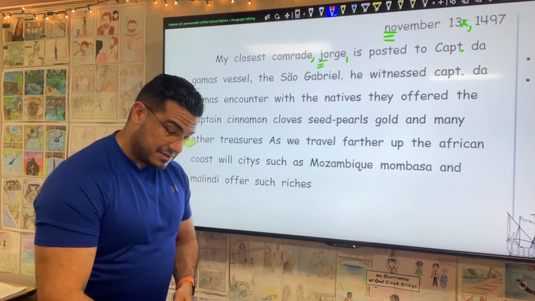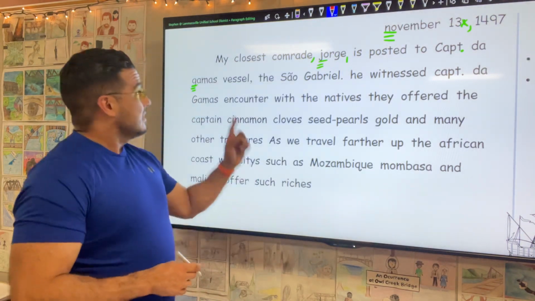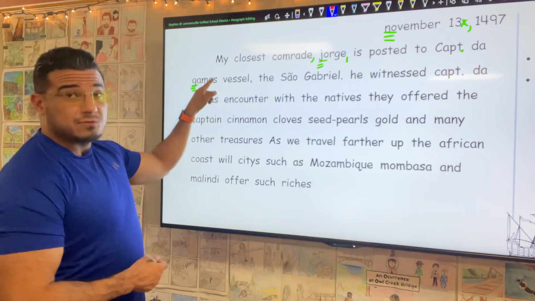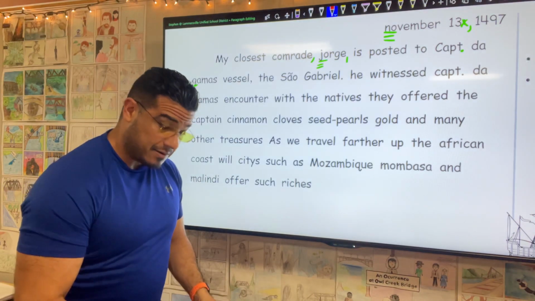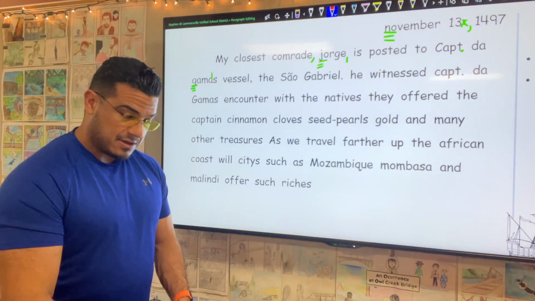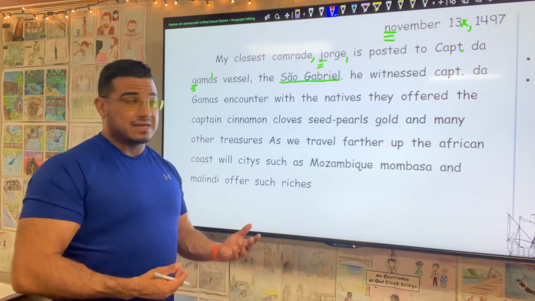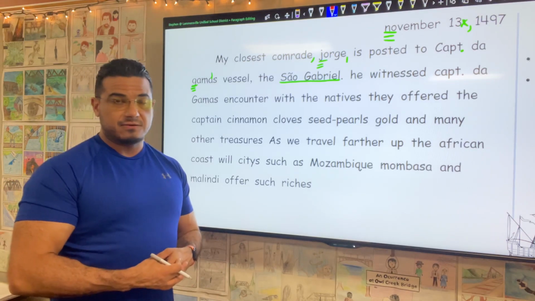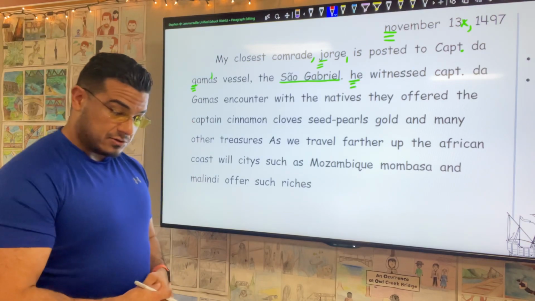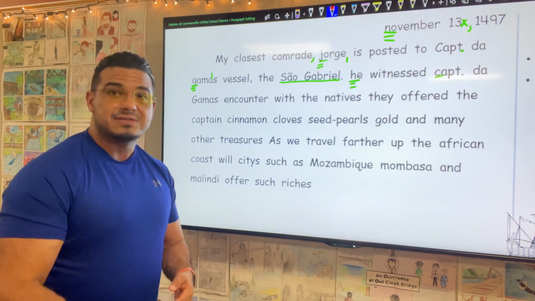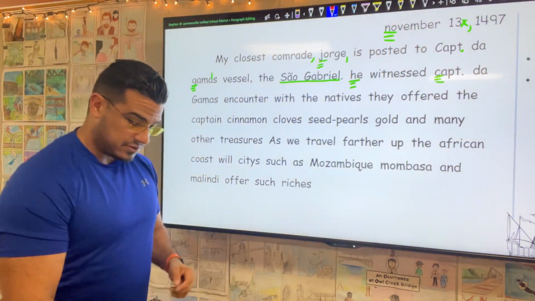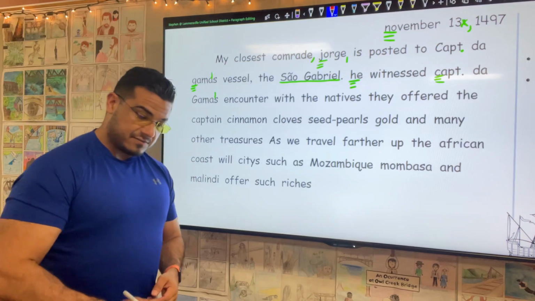Capt de Gama's, we're going to capitalize his surname, and it's his vessel. We don't have a plurality of this particular captain, which means we need to include the possessive, so we're going to add an apostrophe, because it's his vessel. The São Gabriel. And for the names of vessels, we traditionally underline them as you would a title of a book. Next sentence begins with lowercase, so we're going to capitalize it. So he witnessed Capt, there we have a part of his title, we're going to capitalize it. De Gama's encounter, it was his encounter, so we're going to show the possessive, with the natives, period.